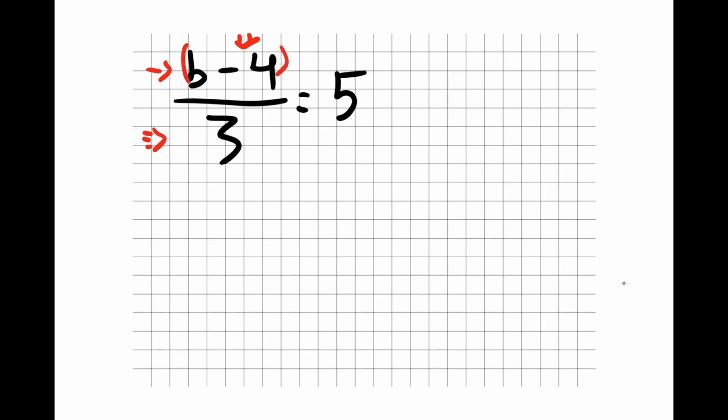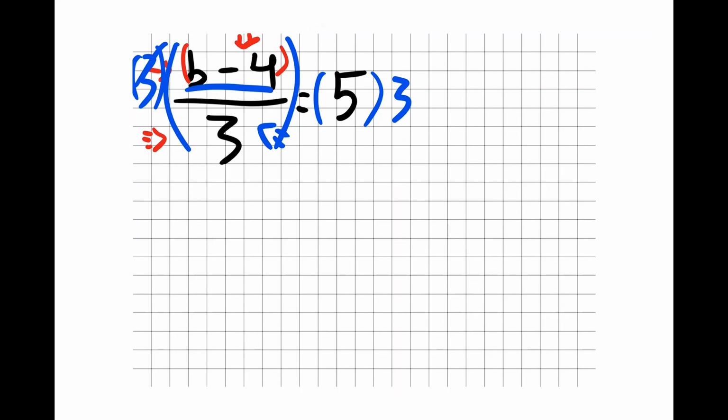Because our variable is over here, we want to save this for last, meaning the first thing you need to eliminate is this 3 that's dividing this whole term up here. How do you eliminate a division of 3? You multiply by 3. Multiply by 3. This is going to cancel out, isolating this term in your numerator, leaving you with b minus 4 is equal to, complete your multiplication, 5 times 3 is going to equal 15.